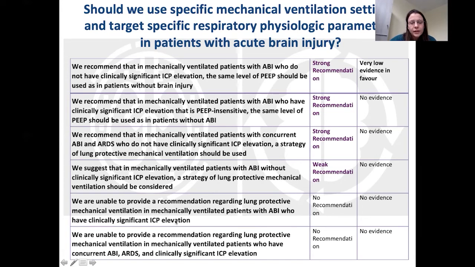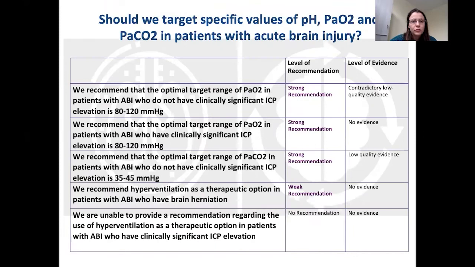However, when ICP is unstable, things are obviously a bit more difficult, and in these cases, when significant ICP elevation occurs, we did not find any consensus, and I think this is a very crucial point for future research. Target of oxygen: the target of oxygen for brain-injured patients is higher than that recommended for ARDS, so try to keep them between 80 and 120 of oxygen and aim for normocapnia.